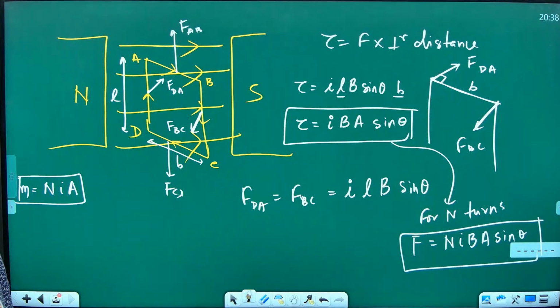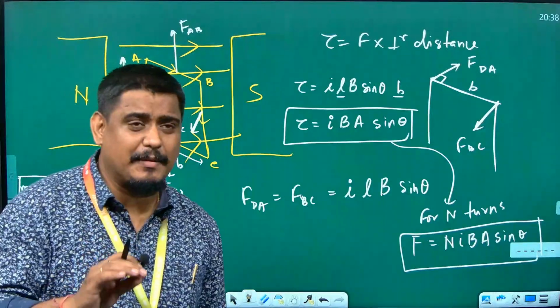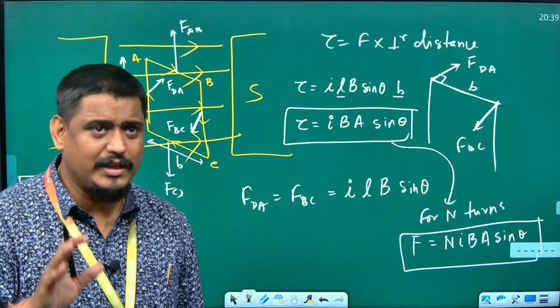Torque? Torque is equal to F plus A theta. Not F plus. I am not able to hear you clearly. Can you say it once again, slowly?